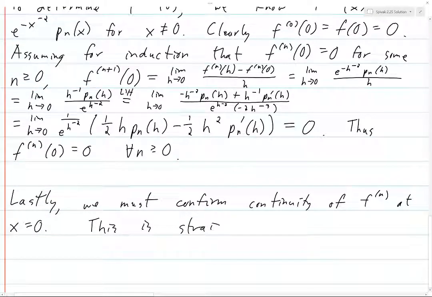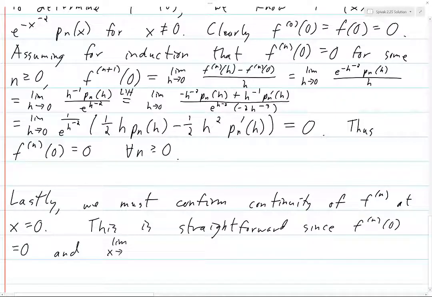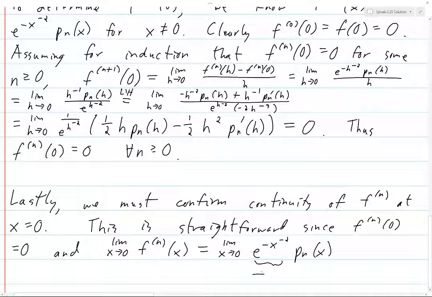This is straightforward since we know that f to the n of 0 is always going to equal 0, and the limit as x goes to 0 of f to the n of x is going to be the limit as x goes to 0 of, again, e to the minus x to the minus 2 times Pn of x. And what's going to happen here? Here x to the minus 2 is going to get really, really large, and so it's going to be e raised to a very large negative exponent, which means that this thing is going to go to 0 because negative x to the minus 2 is going to go to negative infinity, and so e to that is going to go to 0.